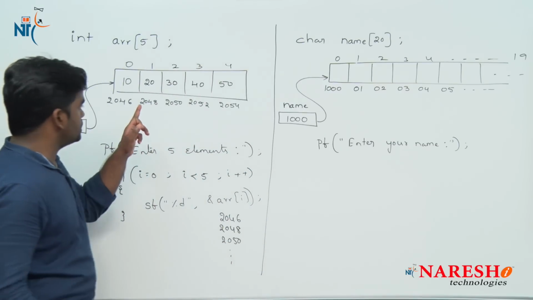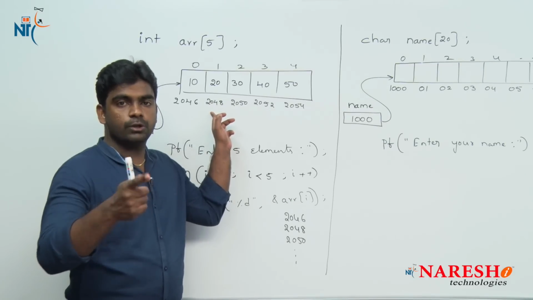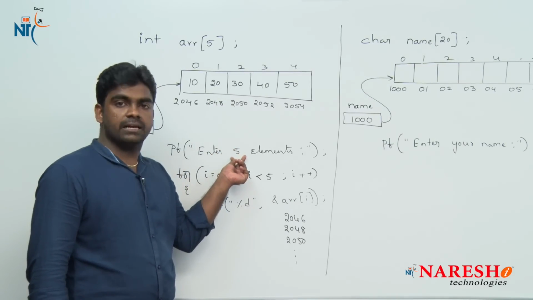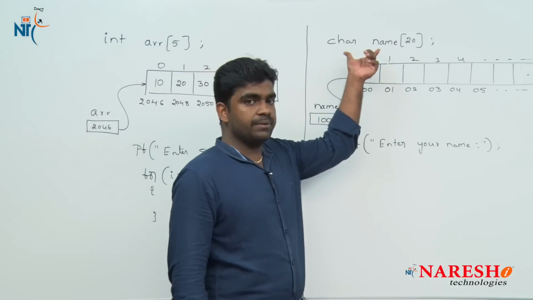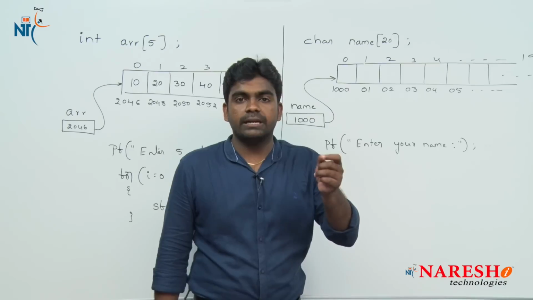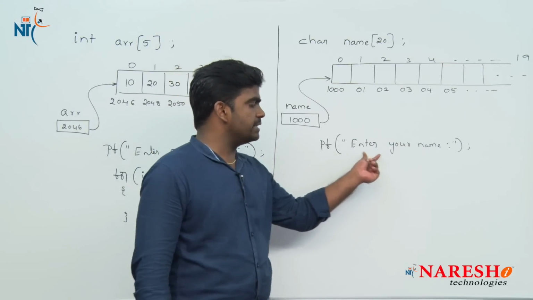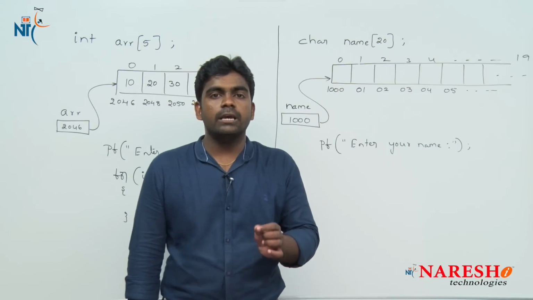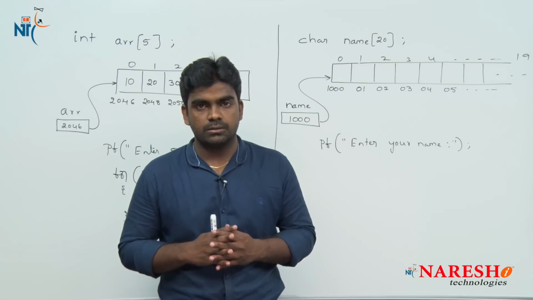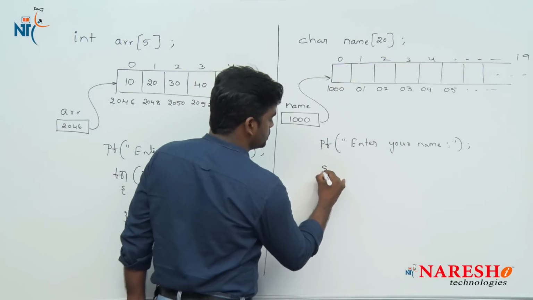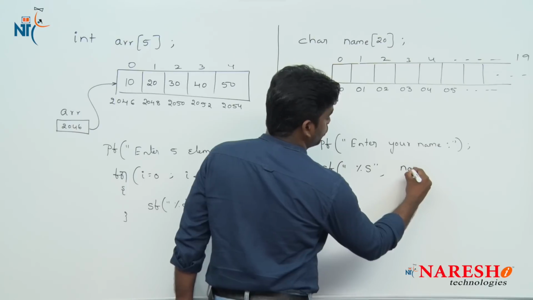Observe, in case of arrays, how many elements you want to read, that we already know. Here we are clearly specifying that please enter 5 elements into the array. But in case of a character array, how many characters you have to read, that we don't know. Because we are only specifying enter your name. Name including how many characters? How can you say that? That is not possible. So that's why simply we are using scanf %s.